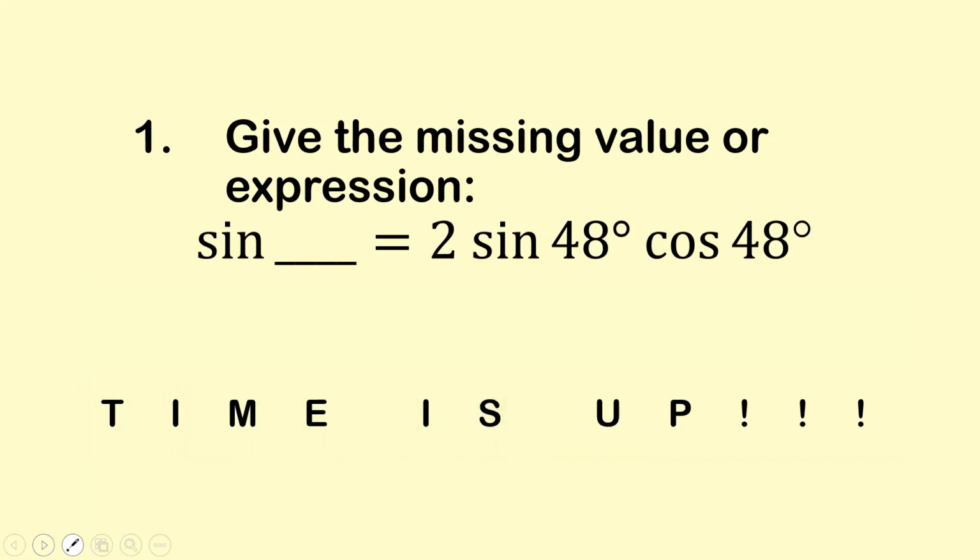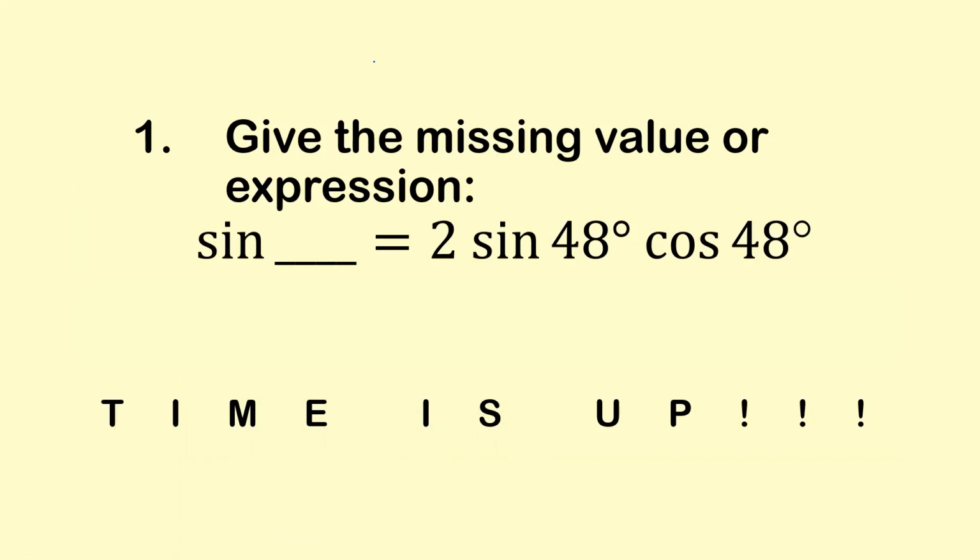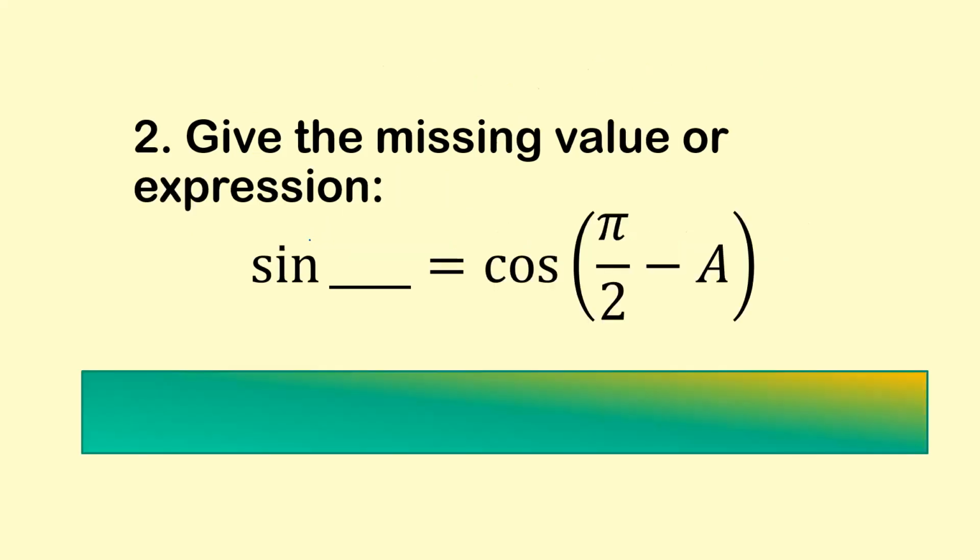Okay, fast forward ko yung timer natin. So this is what we call the double angle identity, yung 2 sine x cosine x, di ba? Yung double angle natin is sine 2x equal to 2 sine x cosine x. So if x is 48, that means twice of 48 is 96. So this is 96 degrees. Okay, so let's go to question number 2.